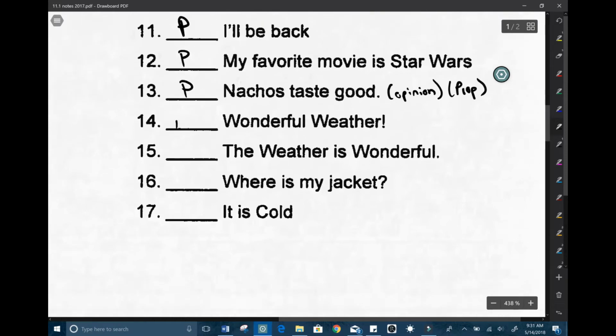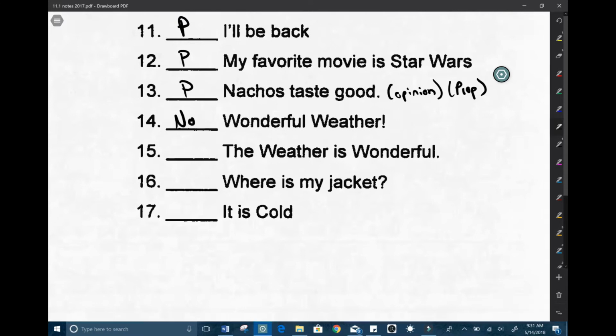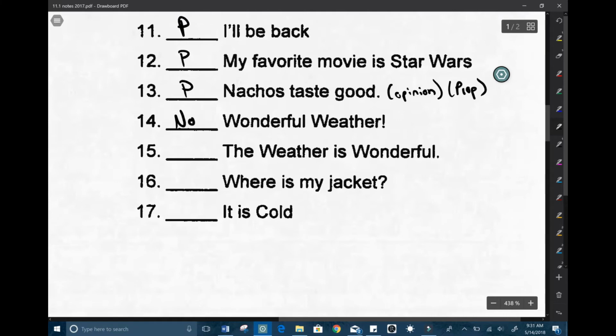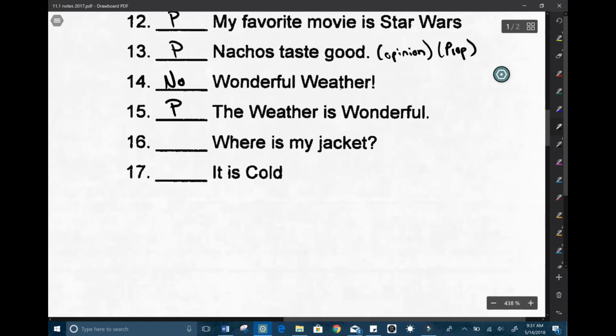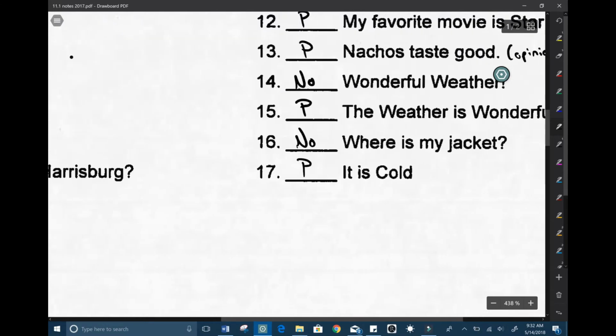Wonderful weather we are having. No, because of the exclamation. The weather is wonderful, on the other hand. That's not an exclamatory statement, so that is a proposition. So these are very similar. One is a proposition, one is not. Where's my jacket? That's a question, so no. And it is cold. That is a proposition. It could be true or false. So basically true or false, if you can answer that, you're good to go.